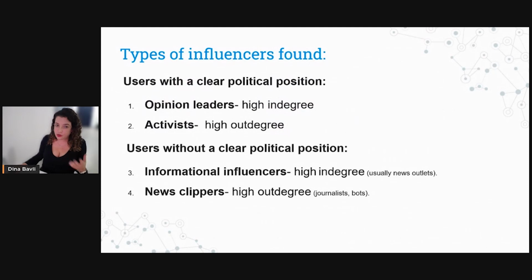And what I actually talked about in that paper is that whether or not you have a political position matters. If you have a clear position and you have a high in degree, you're an opinion leader. If you have a high out degree, you're an activist. If you don't have a clear position, you might be an informational influencer like a news outlet, and you can also be a journalist or a bot.